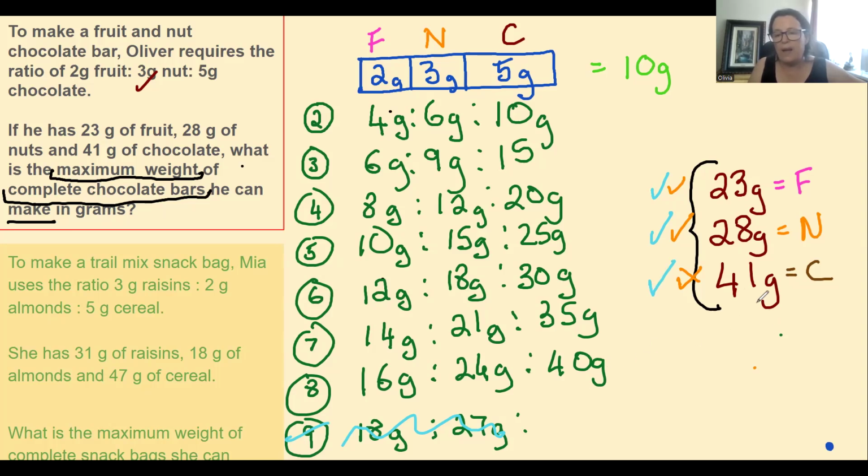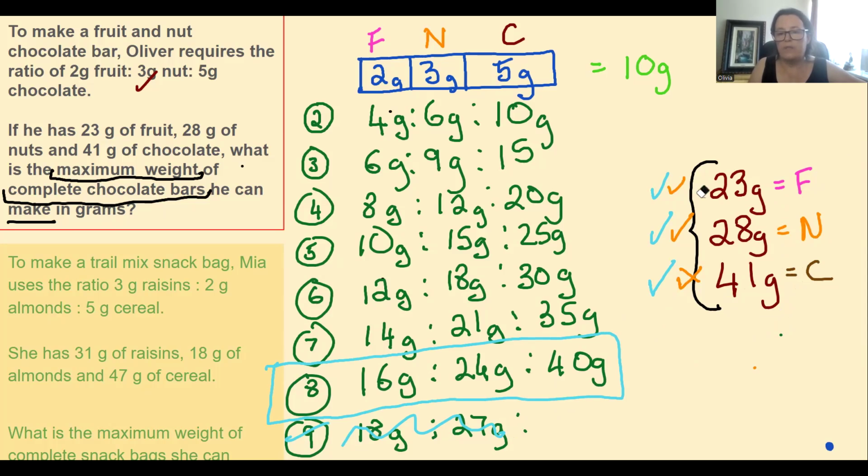And of course, he's going to have 1 gram of chocolate left over. He's going to have 4 grams of nuts. He's going to have a good bit of fruit left over, but not enough to make 9 bars. So he can put the rest of those ingredients he doesn't need back in the cupboard, but he can definitely make 8 bars of chocolate.